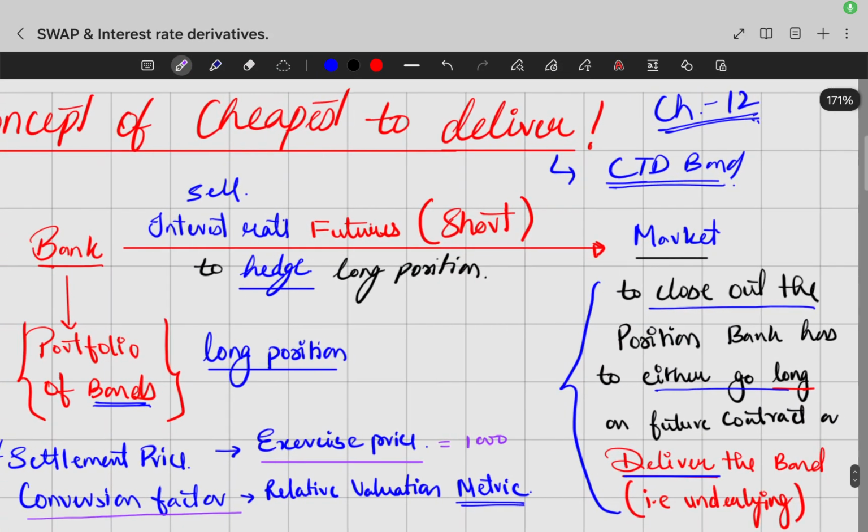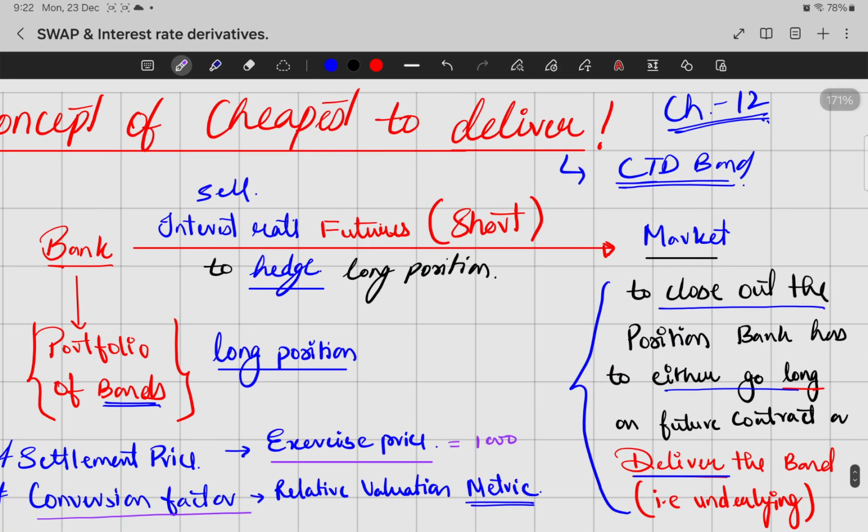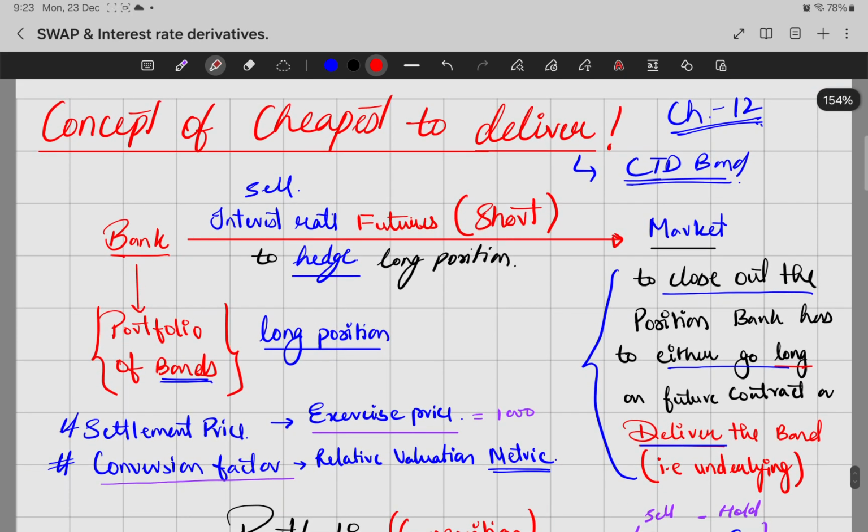Let's see what is the concept of the cheapest to deliver. This is a very small concept in the ICI module, not very well elaborated, I think. So in order to delve further into the concept, I have made this short video. Starting off with the first principles.